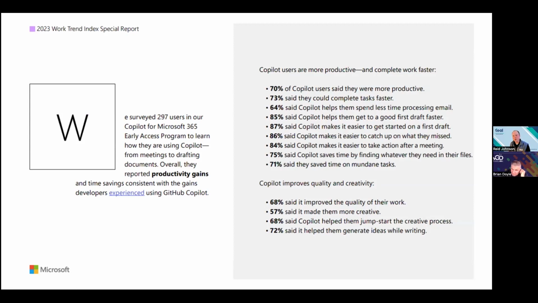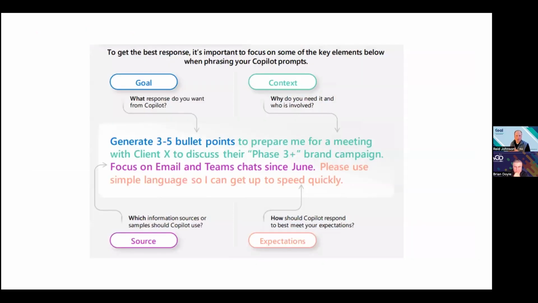But we talked a little bit earlier about prompting being so important and getting really specific with your prompting. So Microsoft has a kind of a nice structure that they recommend for prompting. It really is 4 parts: goal, context, source, and expectations. So when you're building what you want to get out of Copilot, you don't just say, make me a list of things. It's generate 3 to 5 bullet points. Why? To prepare me for a meeting with a client.